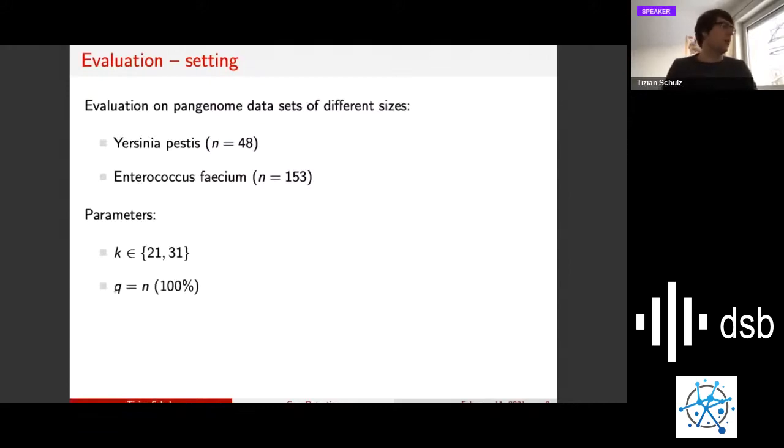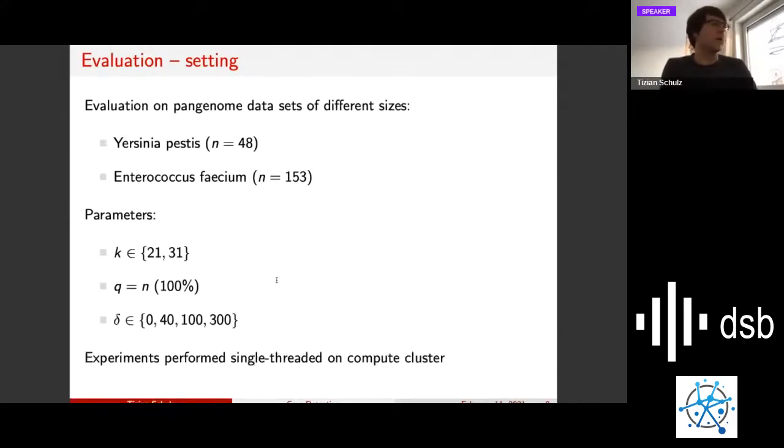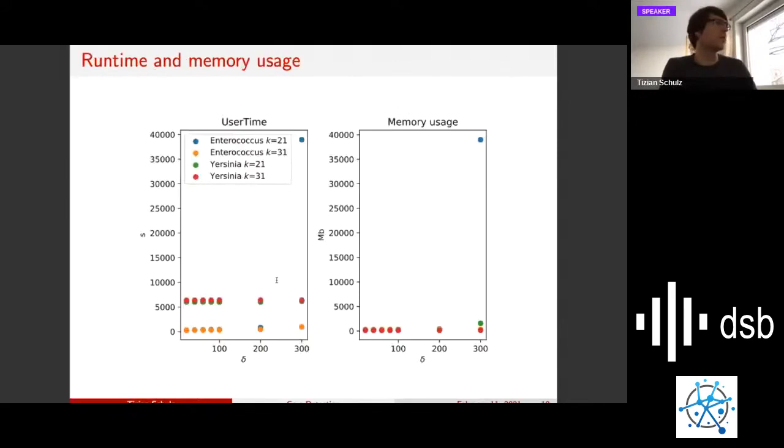As q, we always take n, so every core k-mer has to appear in every single individual genome of the pangenome, and we tested a range of delta values. And of course, all the computations were performed on our cluster here in Bielefeld, single-threaded. So let's first have a look at runtime and memory usage.